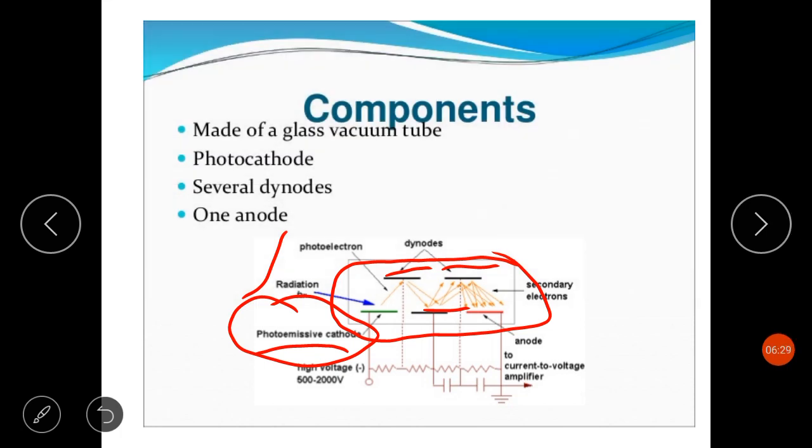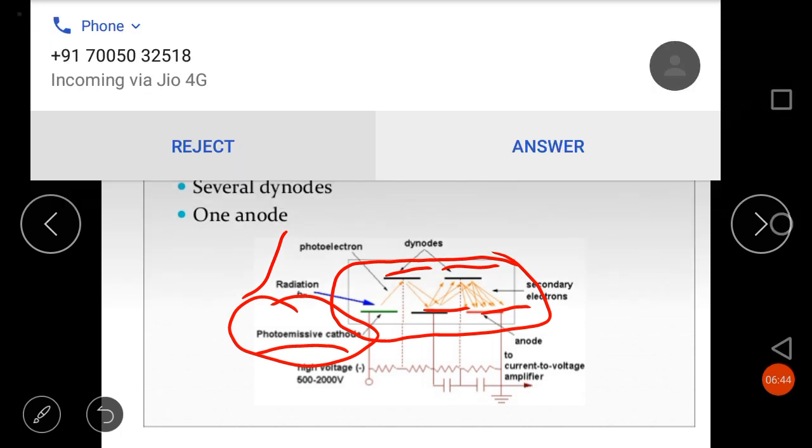And then we have the final anode. This anode is connected to the positive terminal of the battery. It is a positively connected anode. This anode is used for collection of the emitted electrons, whatever electrons have been emitted.